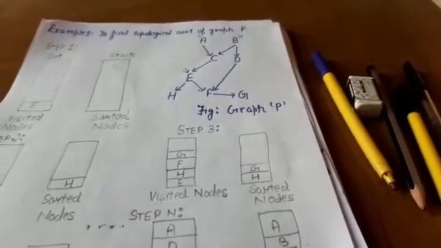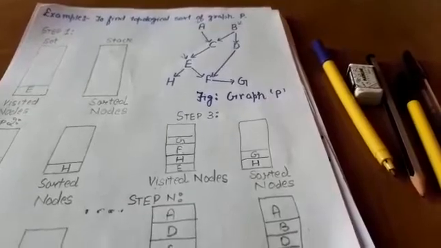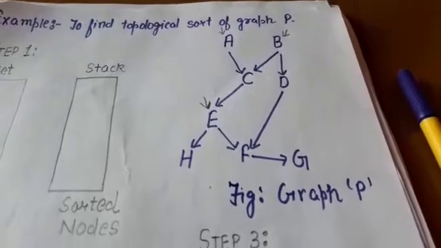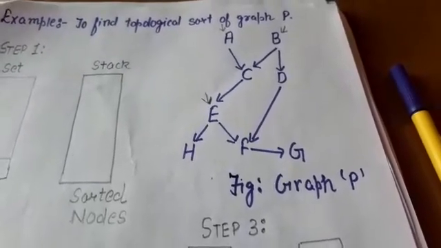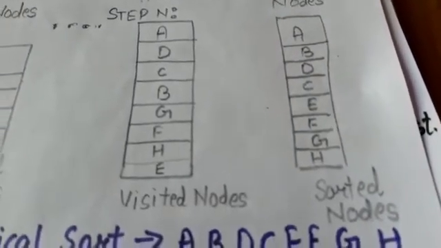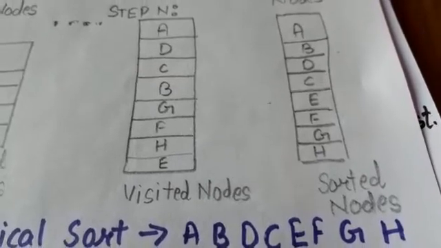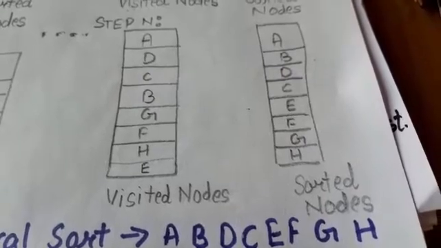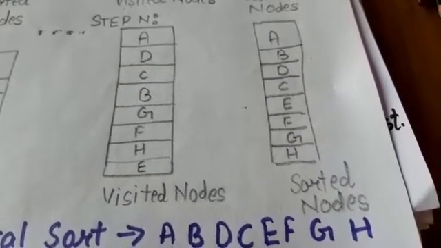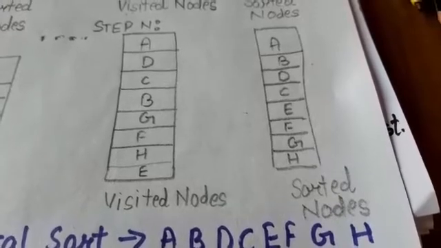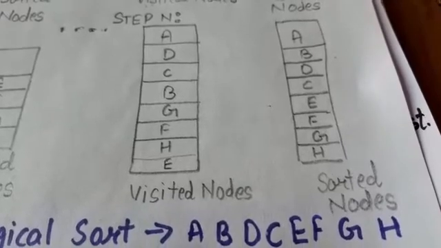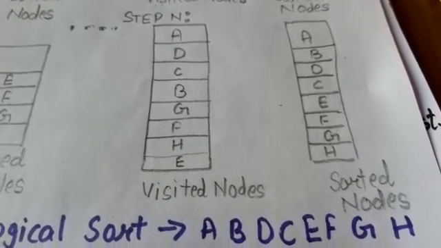So in the end, I will be left with only node A. Since node A is having child C that had been explored already, it means A can be kept in the set of sorted nodes. And the final topological sort will be, since this is a stack, we will read the elements in this order: A, B, D, C, E, F, G, H, right? And I had already told you that it is not unique, so you can have another topological sort for this problem. Thank you.